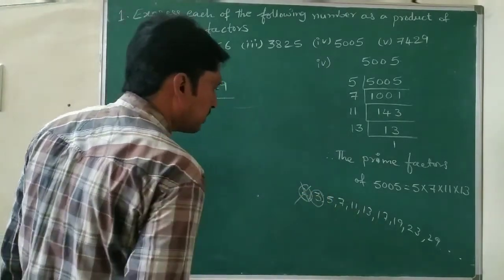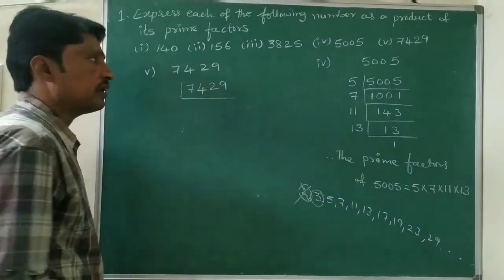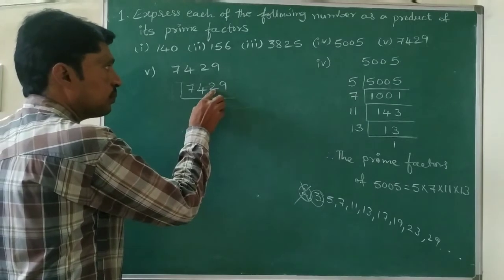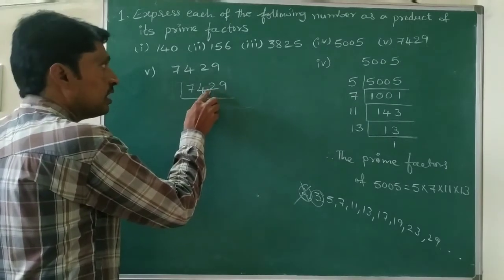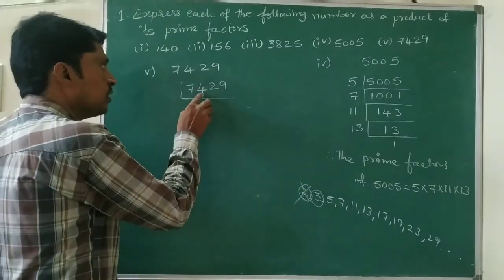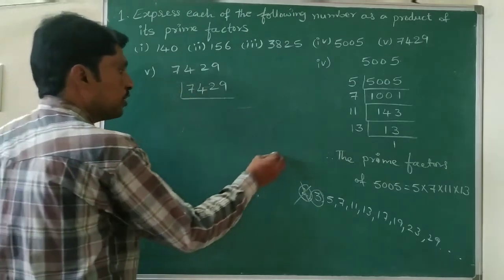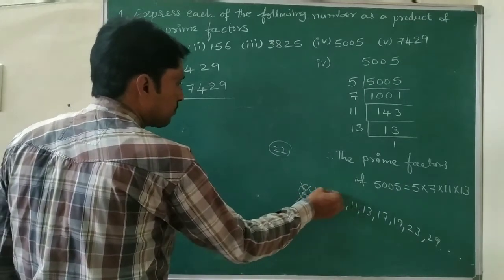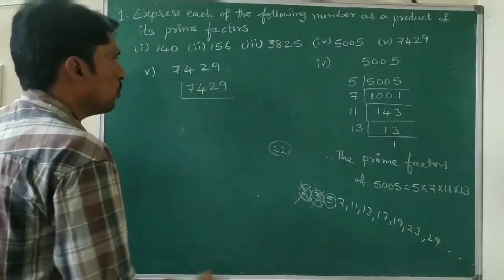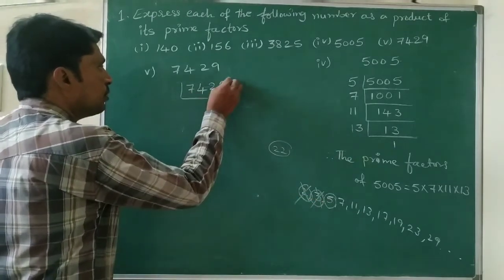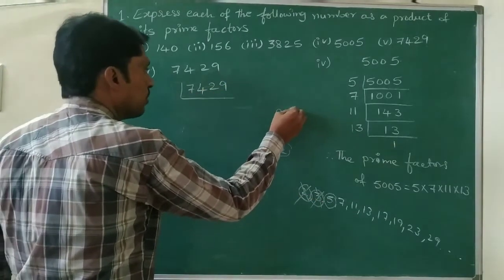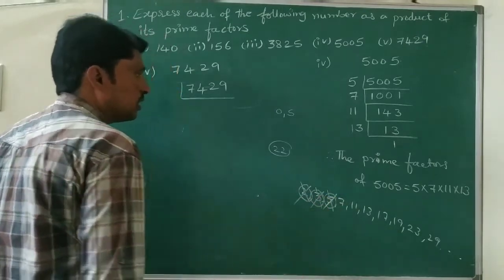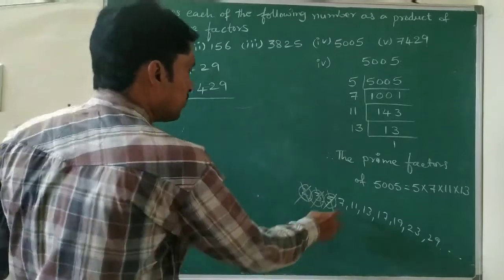Next prime number you can take 3. What is the divisibility rule? 3, sum of digits. This is 9 plus 2 is 11. 11 plus 4 is 15. 15 plus 7 is 22. 22 is not a multiple of 3. So it is not divisible. And 5. 5 means the unit place must be 0 or 5, then it is divisible by 5. Otherwise it is not divisible by 5. So it can't. Now next one you have to take 7.